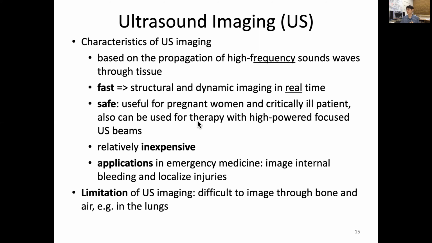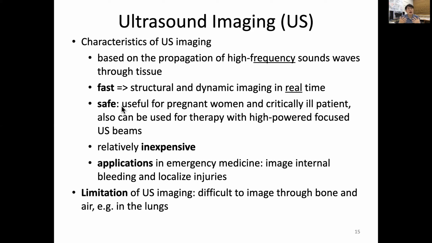This can also be used for therapy with a high-powered focused ultrasound beam, which means we can increase the intensity of the sound wave and even focus it using an ultrasound lens, and use that energy to even ablate stones inside our body, as therapy. So high-powered focused ultrasound is also useful. With tight control, this in general is pretty safe.